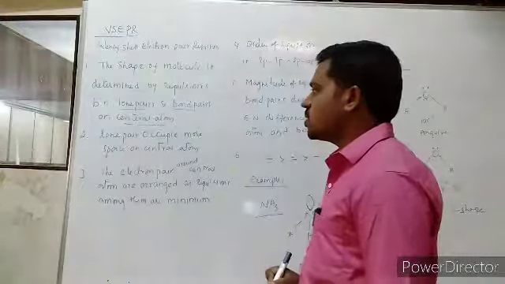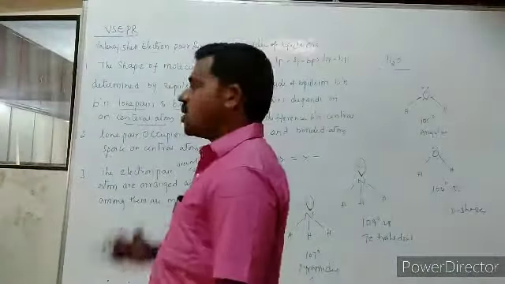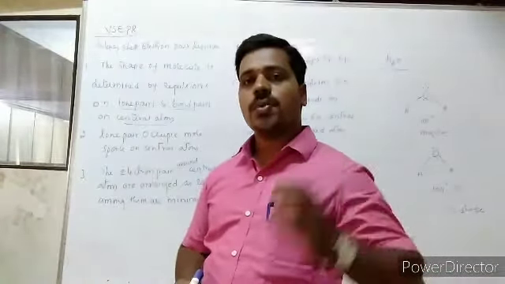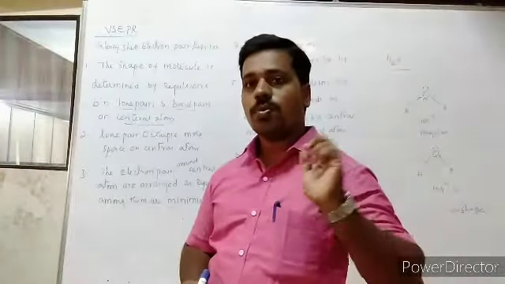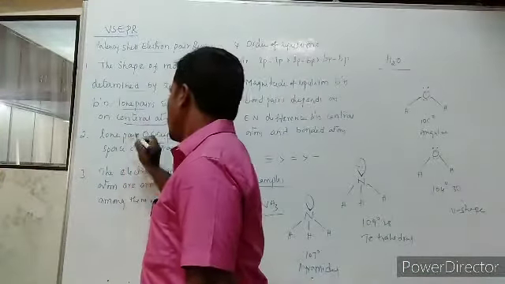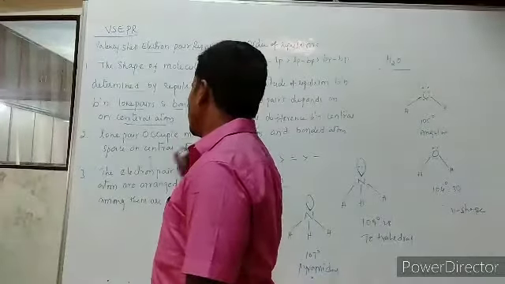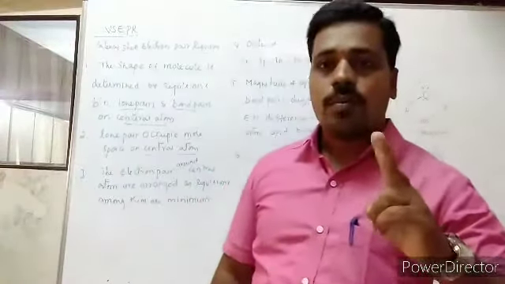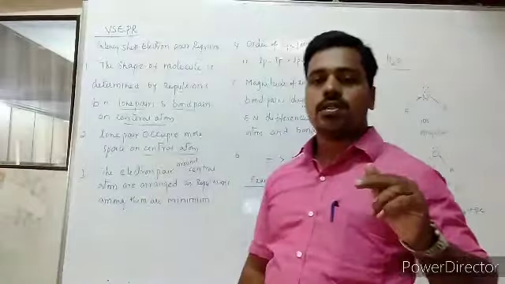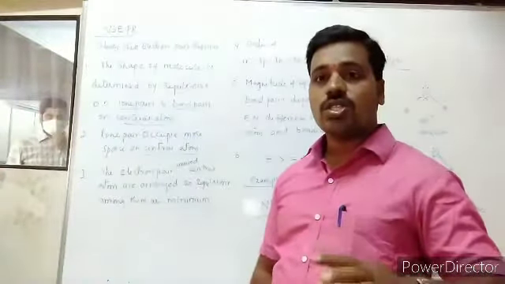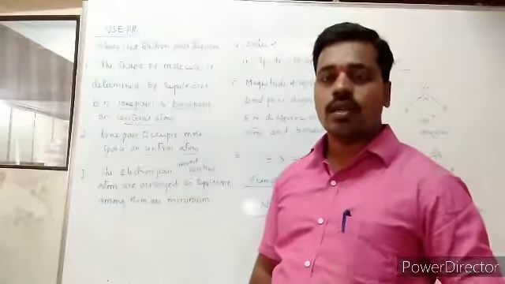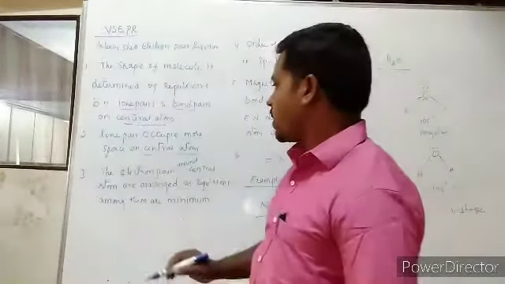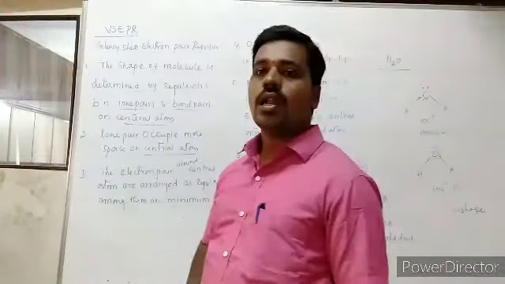Coming to the second one, among these bond pairs and lone pairs, which occupies more space on the central atom? Among lone pairs and bond pairs, the lone pair of electrons occupies more space on the central atom. So there are lone pairs and bond pairs on the central atom, and among them the lone pairs occupy more space.